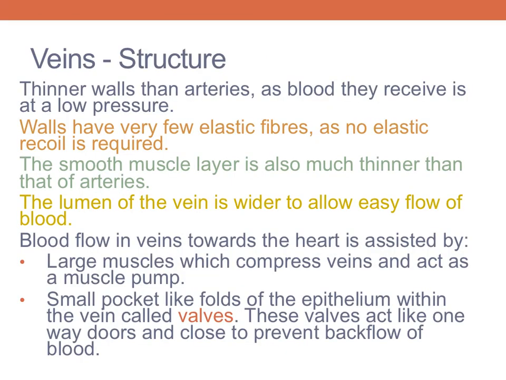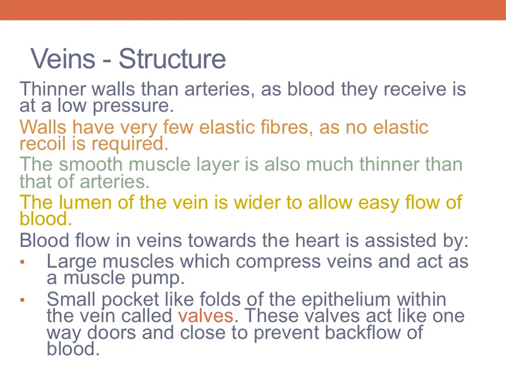So the detail of the structure of the veins is here. They have thinner walls than arteries, as the blood they receive is at a low pressure. Their walls have very few elastic fibres because no elastic recoil is required in response to high pressure. The smooth muscle layer is also much thinner. The lumen of the vein, though, is wider, and it allows easy flow of blood.